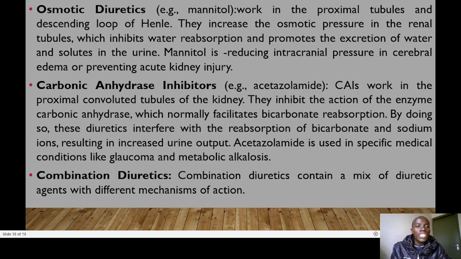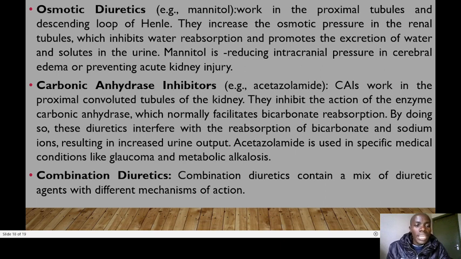We have osmotic diuretics like mannitol. They work in the proximal tubules and descending loop of Henle. So they decrease the osmotic pressure in the renal tubules, which inhibits water reabsorption and promotes the excretion of water and solutes in the urine. Mannitol is very important in reducing intracranial pressure in cerebral edema and preventing acute kidney injury.